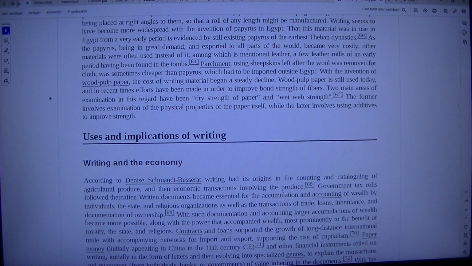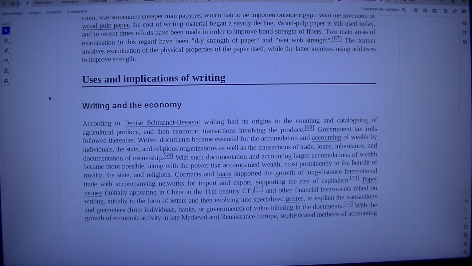Uses and implications of writing. Writing and the economy. According to Denise Schmandt-Besserat, writing had its origins in the counting and cataloguing of agricultural produce, and then economic transactions involving the produce. Government tax rolls followed thereafter. Written documents became essential for the accumulation and accounting of wealth by individuals, the state, and religious organizations, as well as the transactions of trade, loans, inheritance, and documentation of ownership.